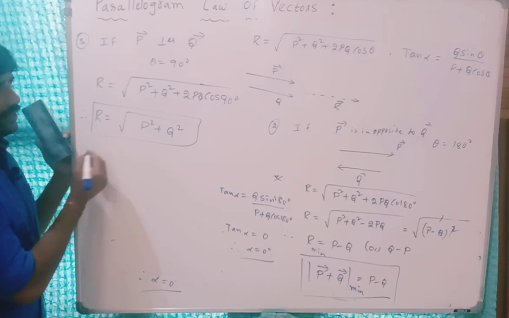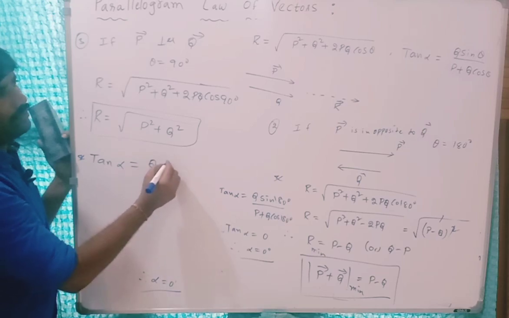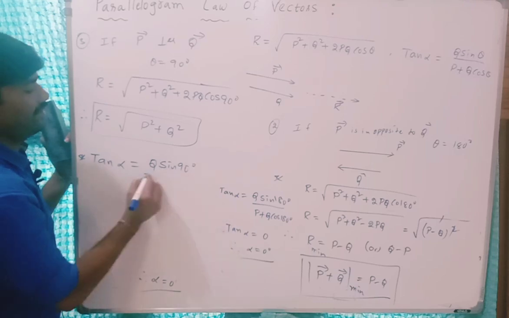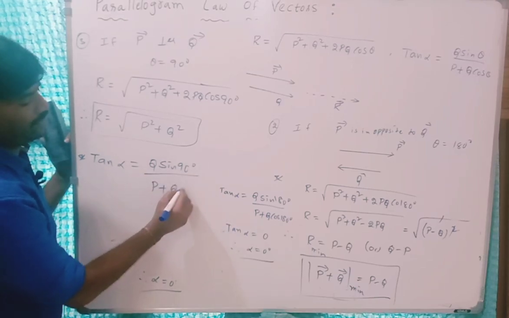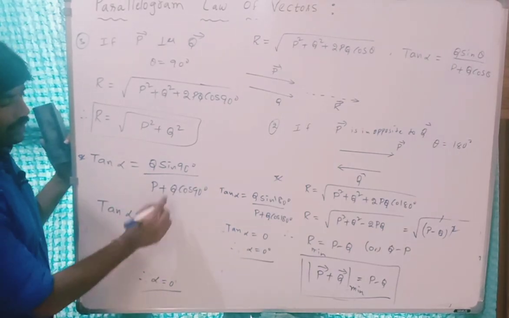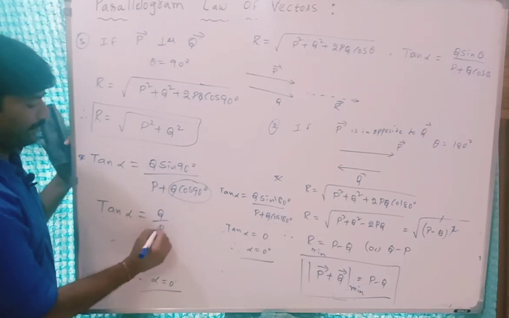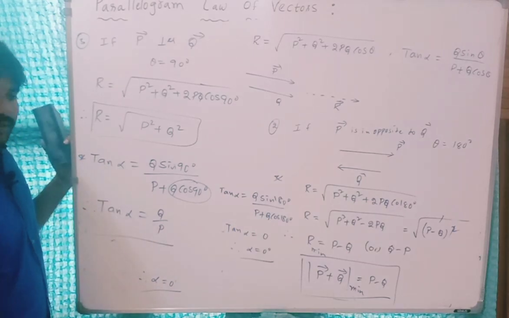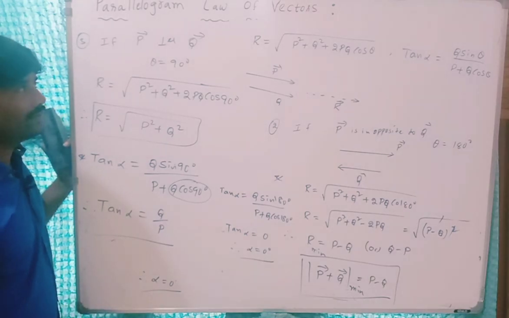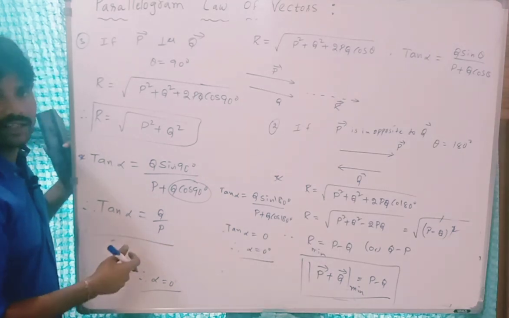Now the direction of the resultant in this case: tan alpha equal to Q sin theta by P plus Q cos theta, where theta is 90 here. Tan alpha equal to sin 90 is 1, cos 90 is 0. So tan alpha is Q by P. If P equal to Q, then alpha equal to 45. It means when the angle between two equal vectors is 90, the resultant lies exactly in the middle.